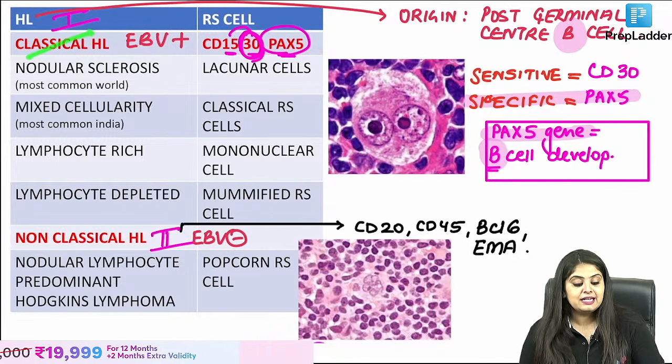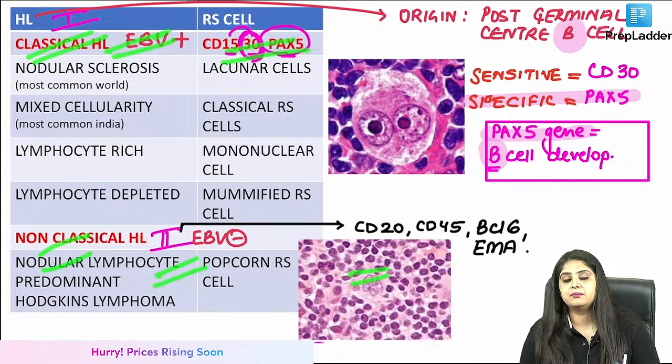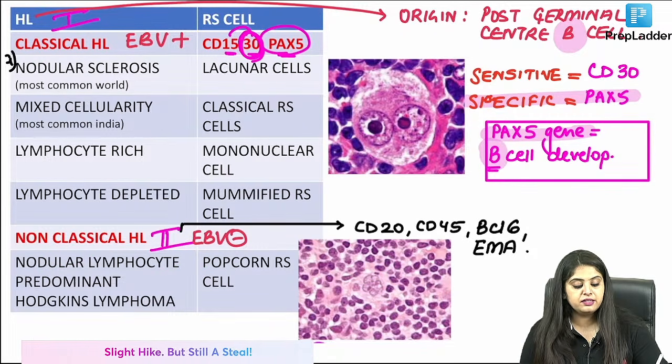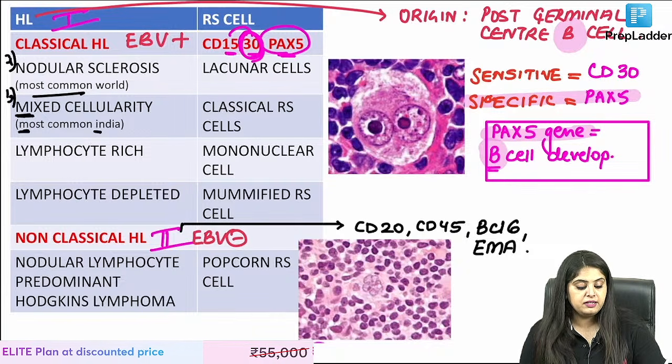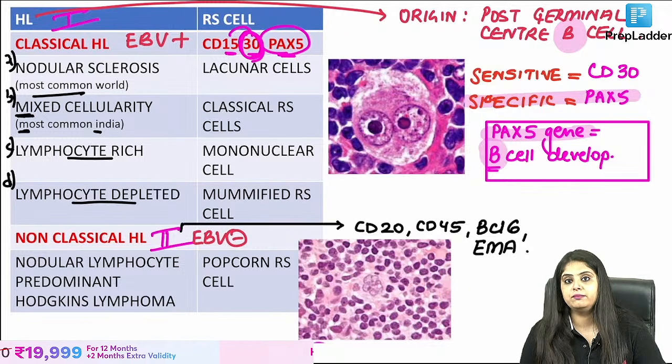So coming back, classical has EBV with different markers, non-classical has no EBV with different markers. Now let's go into detail. Classical is of 4 types. Nodular sclerosis, which I told you is most common in the world, and mixed cellularity, which is most common in India. Then we have lymphocyte rich, too many lymphocytes, and then lymphocyte depleted, meaning no lymphocytes.